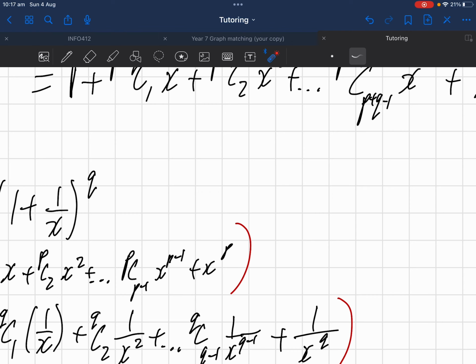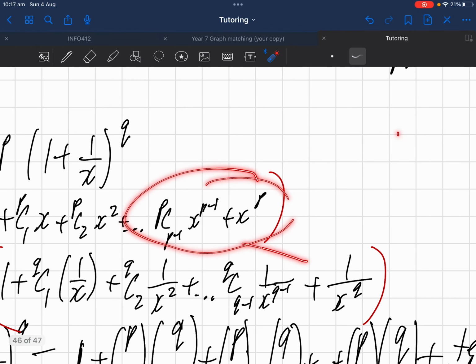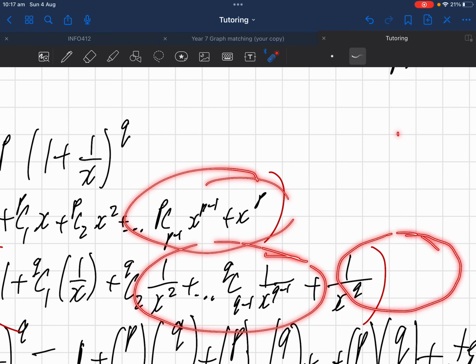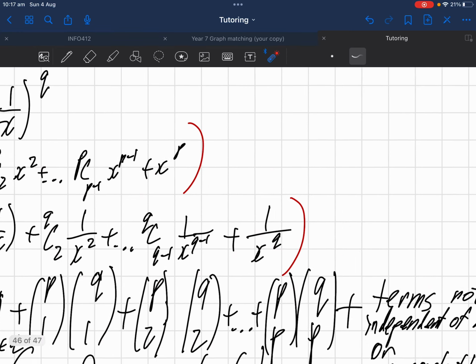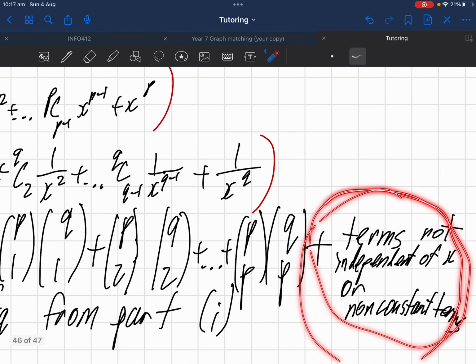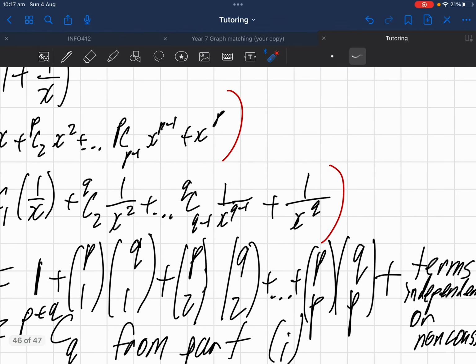The p's from here will cancel with the q's from here, but you might have some extra q terms on the end, 1 on x to the something, where they don't have a p bit in here to cancel with. Those won't be constant terms, and they'll just be included in this rest thing. So you stop at the p bit. That's what this is saying. You don't keep going until q, unless p happens to be the same as q, in which case you stop at the same point.